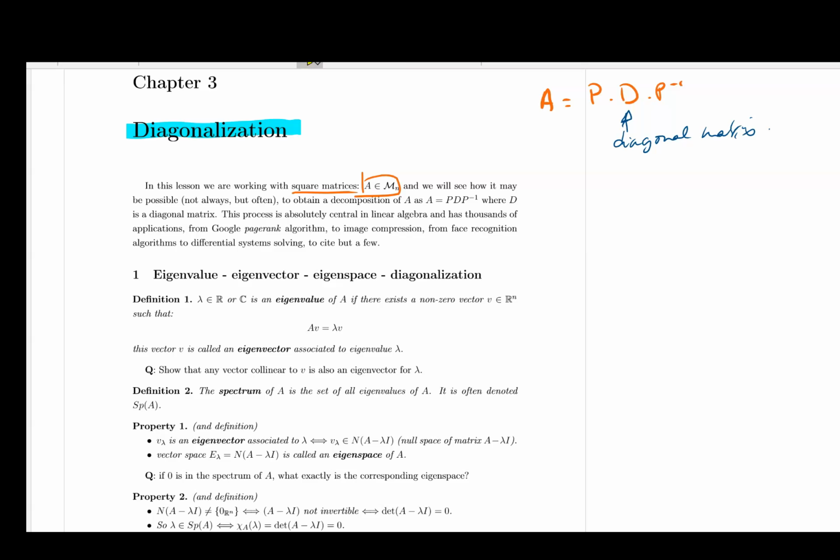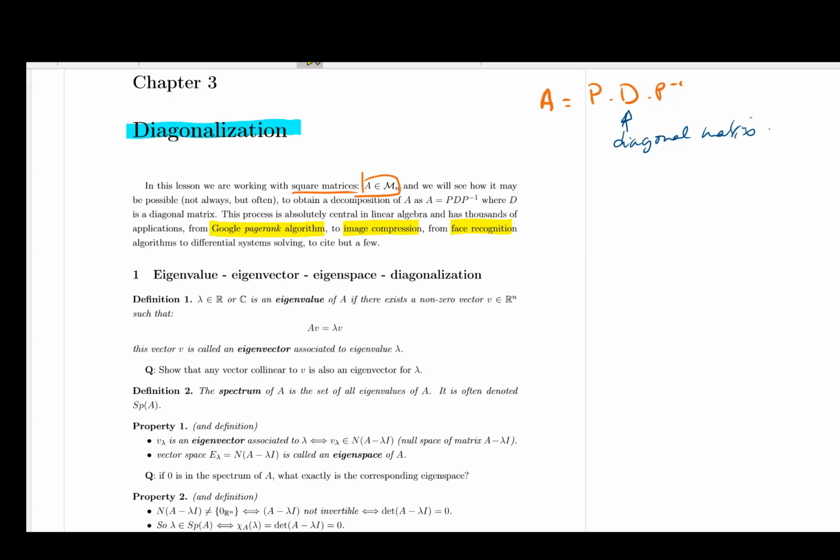It's really a very central process in linear algebra, and there are many applications of this. I've cited some of them. The PageRank algorithm used by Google to order the pages of the results is based on diagonalization. Image compression, face recognition, all these algorithms in some way use diagonalization, and also differential system solving. So it's really a very important way to express a matrix.